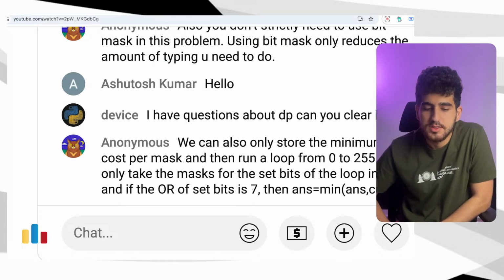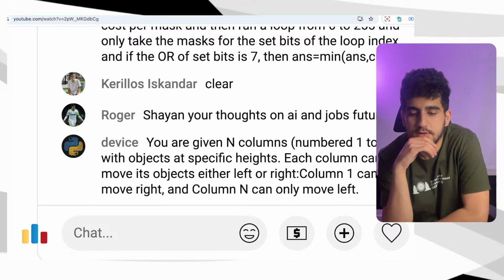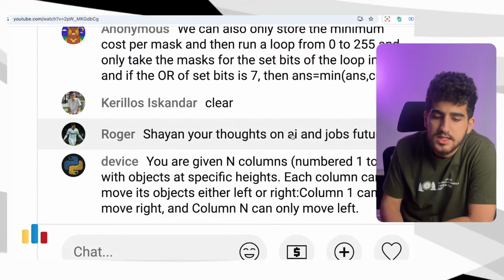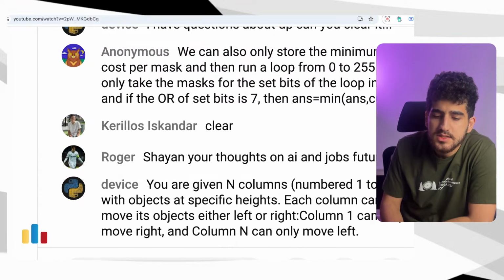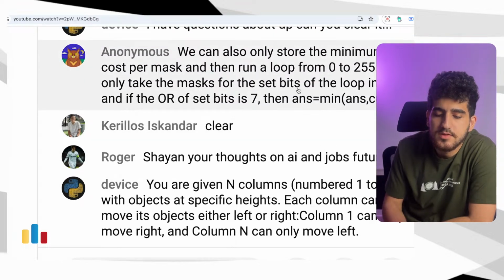You can also only store the minimum cost per mask and then run a loop in bits of loop index. Only take the mask for set bits of loop index and if the OR of this.